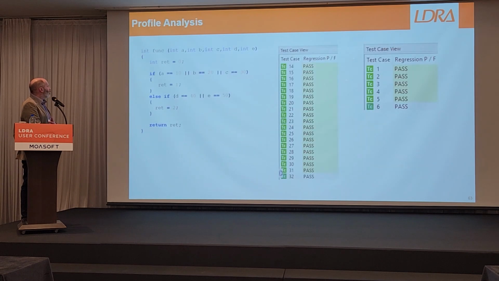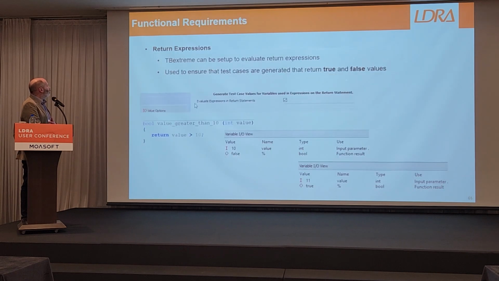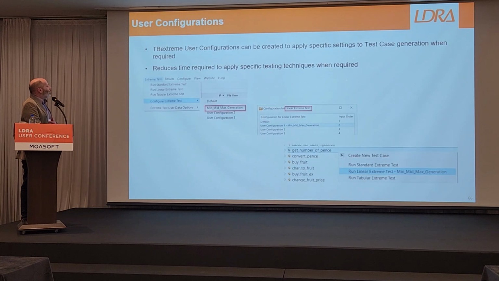Oh, I'm going backwards now. And then finally with TB Extreme, we have the new capabilities for users to be able to generate their own sets of test types and their own data values as well. So in this particular slide, we're looking at creating our own sets of tests, which in this instance are going to focus on min-max generation.